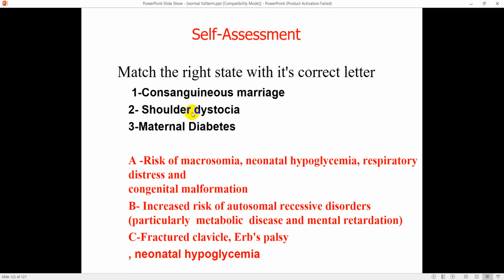Another state is shoulder dystocia. Shoulder dystocia is associated with fractured clavicle and Erb's palsy. We'll take the letter C. And maternal diabetes is associated with risk of macrosomia, neonatal hypoglycemia, respiratory distress syndrome, and congenital malformation. So we'll take letter A.